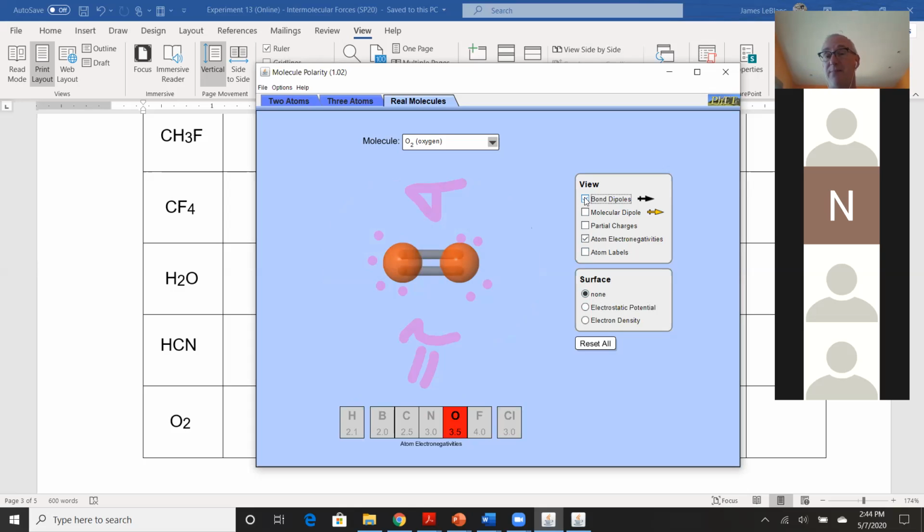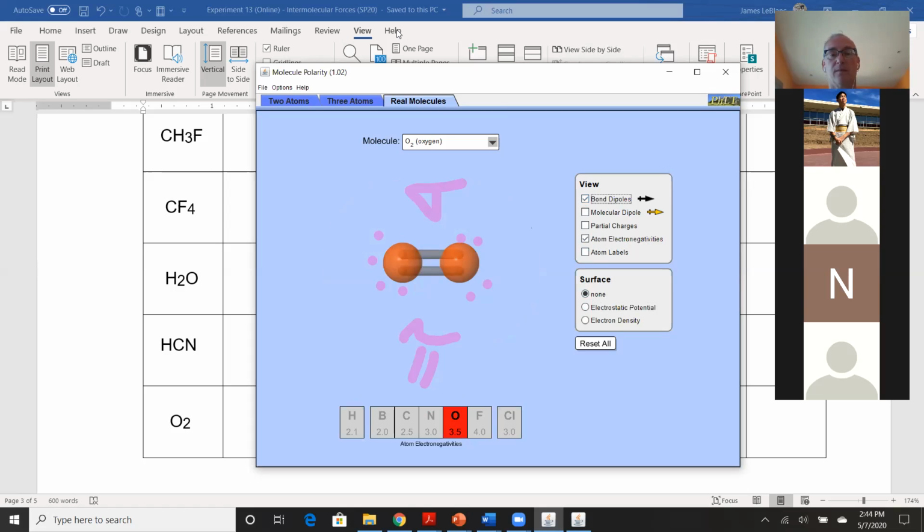So the molecular dipole, is a molecular dipole possible? No. No, if you have no bond dipoles, you can't have a molecular dipole. If you have a bunch of bond dipoles that all add together to 0, you can have no molecular dipole. That's fine. But if you have nothing to add up, like nothing plus nothing is nothing, right? So if there's no dipoles in any of the bonds, you can't have a molecular dipole.